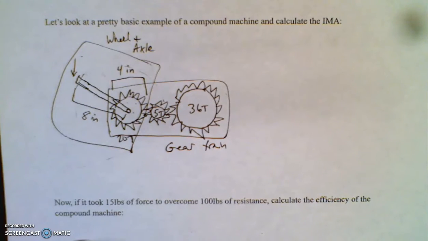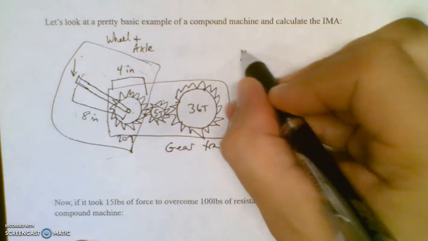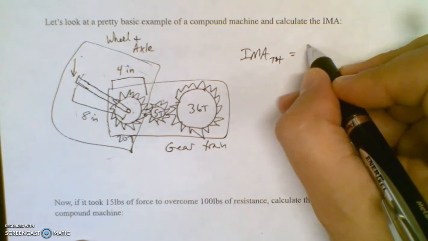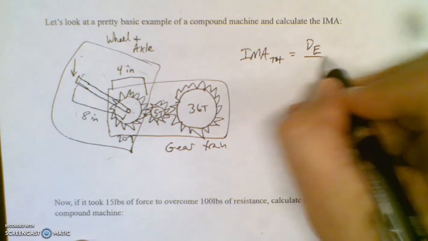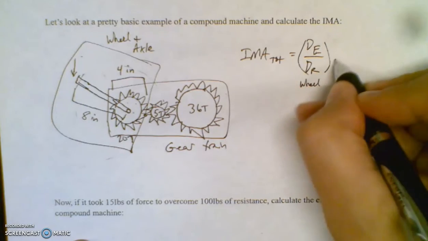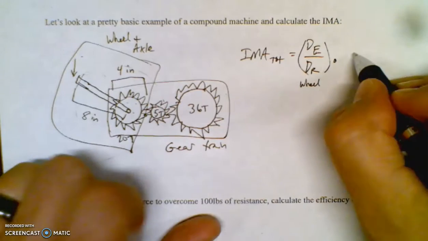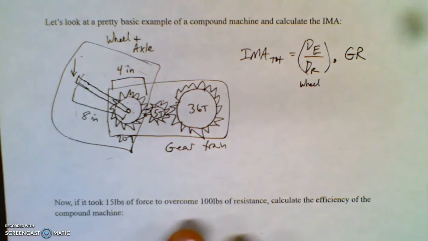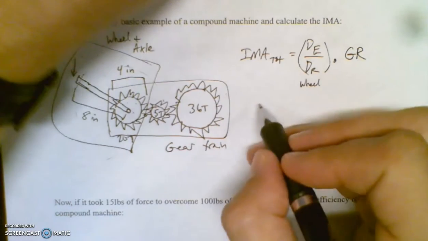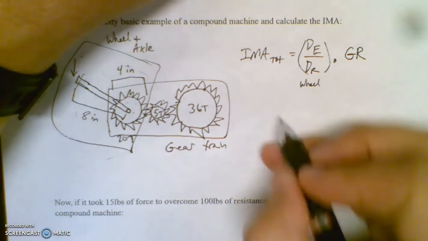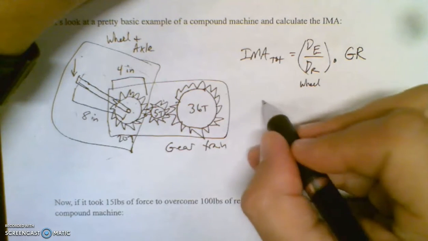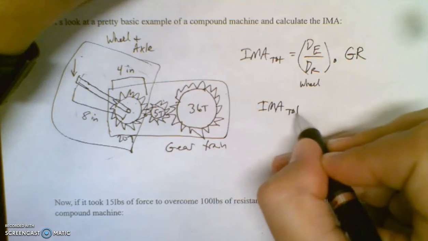So I have two separate machines, and your total IMA will be to take the DE over DR for your wheel and axle, times, now instead of DE over DR in a gear train, we use gear ratio, which we just spent time learning about. That's either Nout over Nin, Tout over Tin, all that stuff. Okay, so all I have to do is figure out DE, DR, and gear ratio to get this total. So over here, my DE, so IMA total. This is a little sneaky.